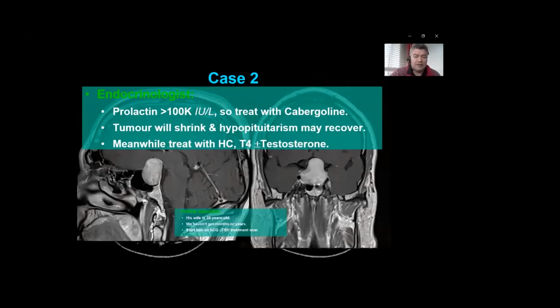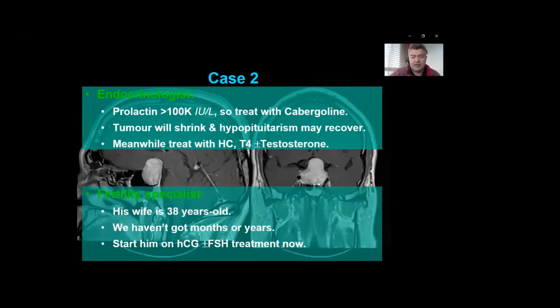we may miss the other perspective in that his wife is 38 years old. She wants fertility. We haven't got months or years. She's running out of runway. And therefore, really, even though we expect things to improve with cabergoline, actually, he needs HCG and probably FSH treatment right now, just to get his sperm count up before his wife gets beyond the fertility age.